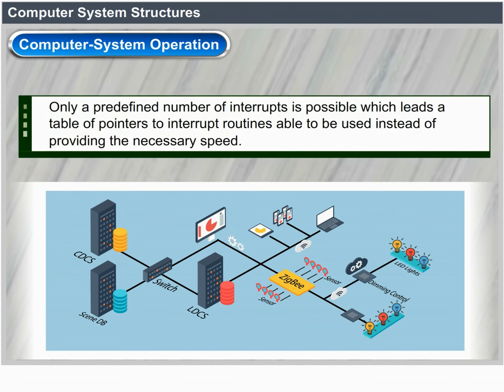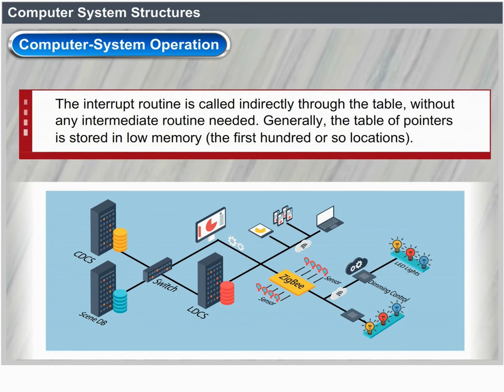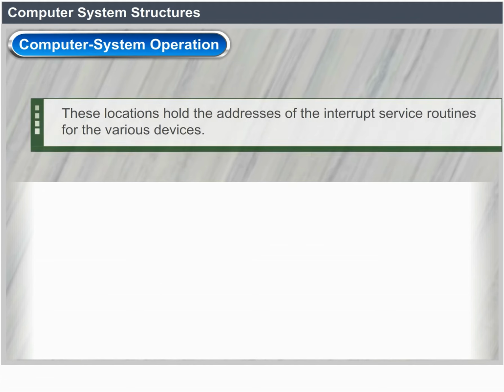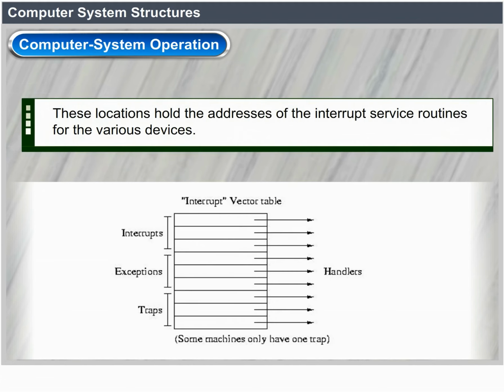Since only a predefined number of interrupts is possible, a table of pointers to interrupt routines can be used instead to provide the necessary speed. The interrupt routine is called indirectly through the table with no intermediate routine needed. Generally, the table of pointers is stored in low memory, the first 100 or so locations. These locations hold the addresses of the interrupt service routines for the various devices.